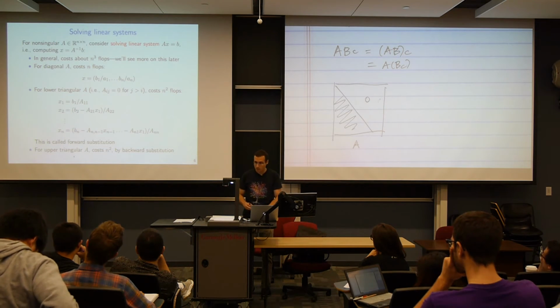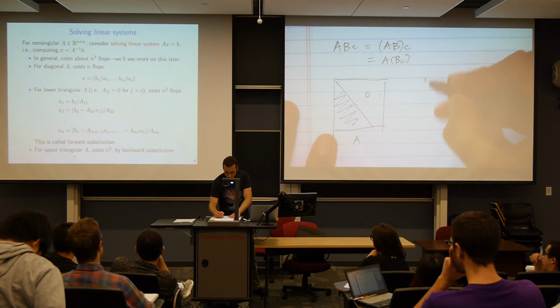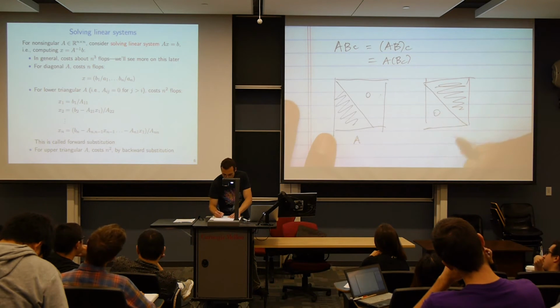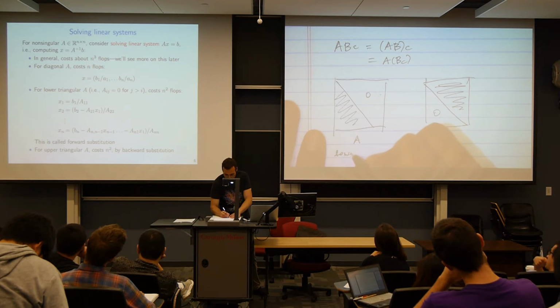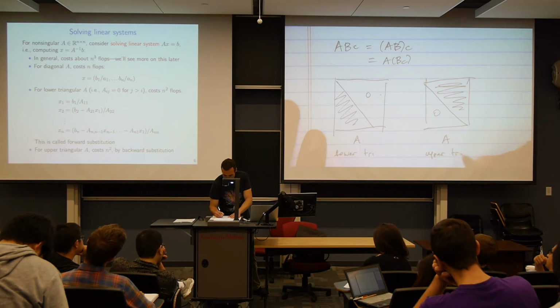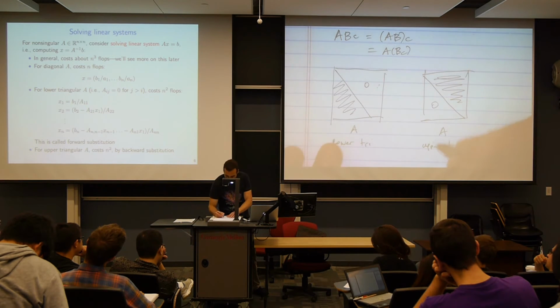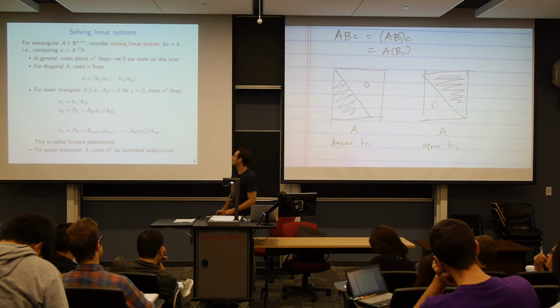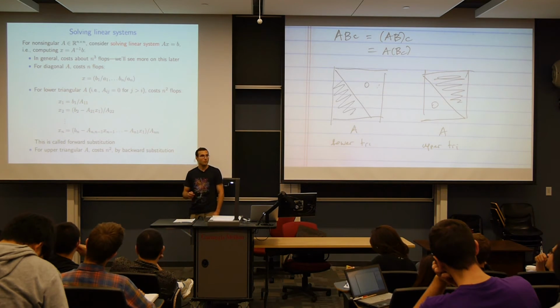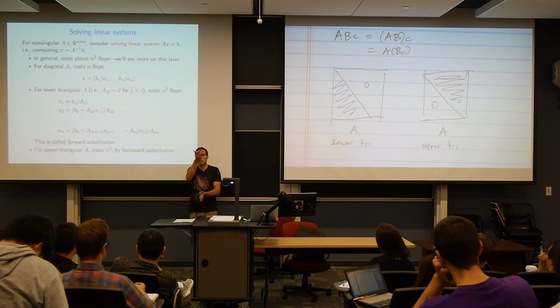For an upper triangular matrix, so this is lower triangular, upper triangular just means it's the opposite of this. Everything is 0 below the diagonal. So this is lower triangular. This is upper triangular. For the same reasons, it costs n squared flops to solve a linear system in A. Now we do backward substitution. So we start with the last linear equation and go back up.